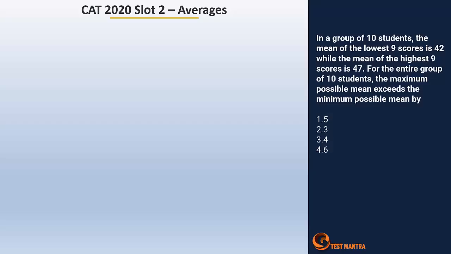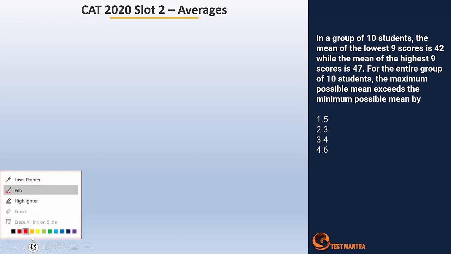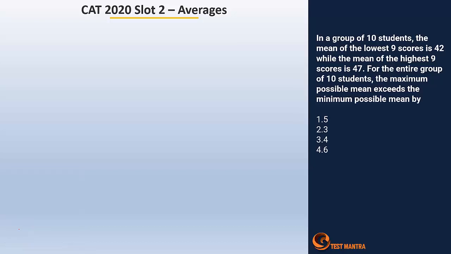So it's given, in a group of 10 students, the mean of the lowest 9 scores is 42 while the mean of the highest 9 scores is 47. For the entire group of 10 people, the maximum possible mean exceeds the minimum possible mean by. So it's a basic calculation based question, but we'll have to do a little bit of observation in this. So let's try to observe something.